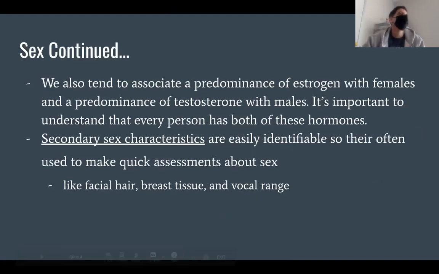We also tend to associate, and we talked about estrogen and testosterone, right? We tend to associate a predominance of estrogen, high estrogen, with females and a predominance of testosterone with males. And it's important to know, like we learned before, that every single person has both hormones, along with many other hormones too. Secondary sex characteristics, if you guys remember what they are, are easily identifiable. So they're often used to make really quick assessments and quick judgments on other people and their sex. For example, facial hair, breast tissue, vocal range, right? High, low.